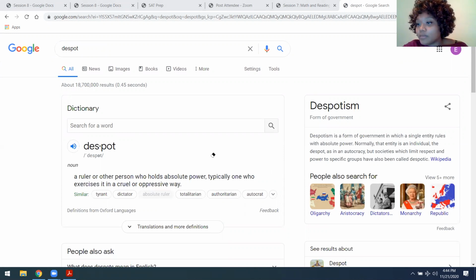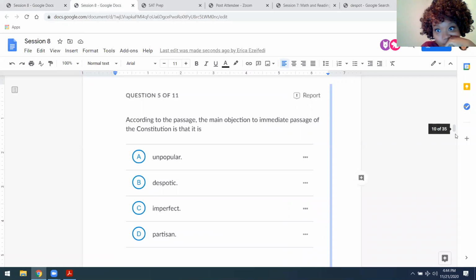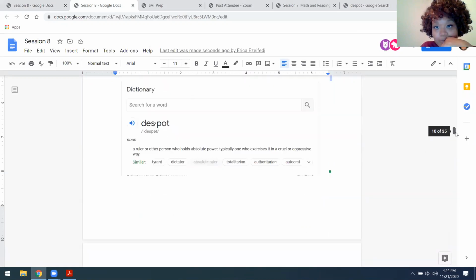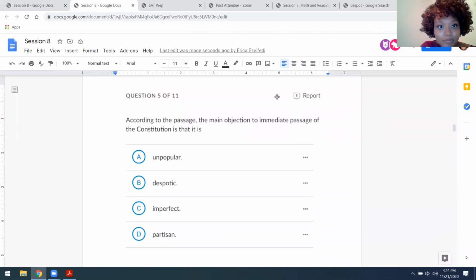I don't know if I can, let me do this on the computer. I'm just going to copy the meeting. Another word to add. Okay. Oops, I have my annotation on. Okay. Despot: a ruler or other person who holds absolute power, typically one who can exercise it in a cruel or oppressive way. I feel like a Hitler, you know.